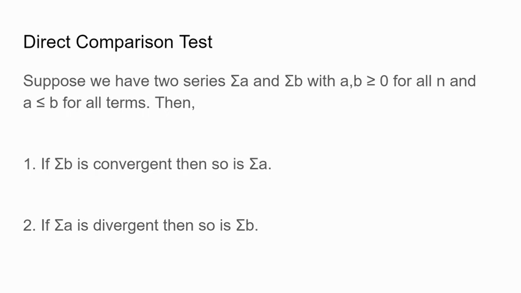Its definition says that if you have two non-negative series called A and B, and B is greater or equal to A for all terms, then A converges if B converges, and B diverges if A diverges.